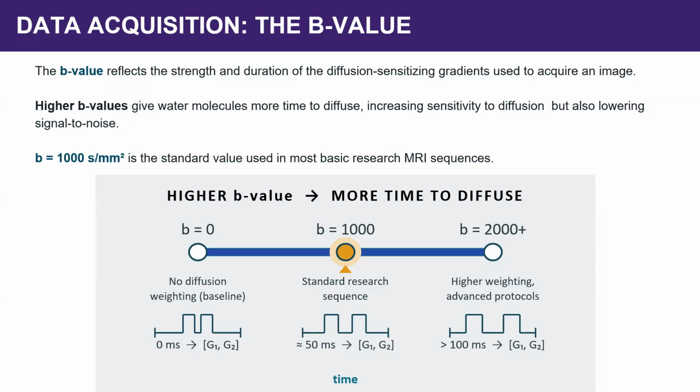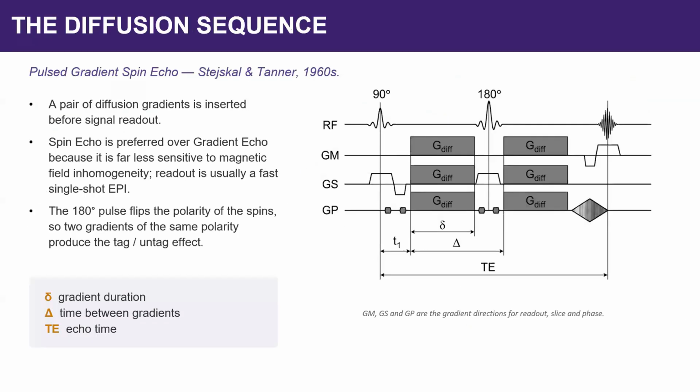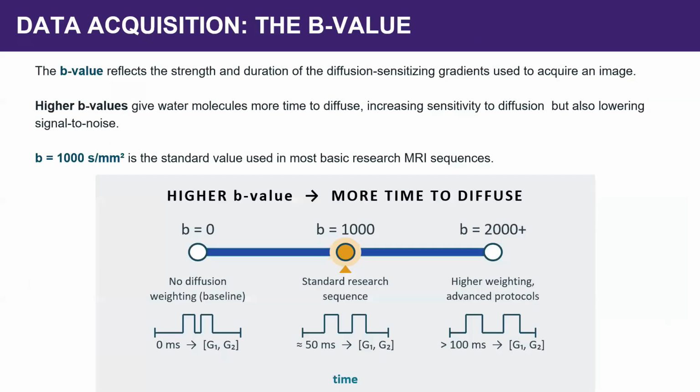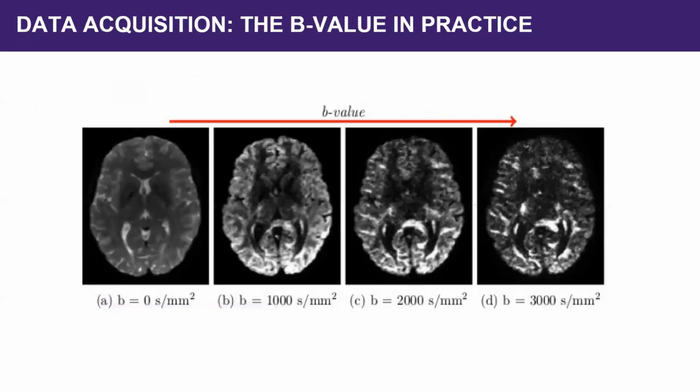For example, imagine you have a ruler that can measure 1 kilometer of movement. Everything within 1 kilometer of movement you can evaluate with a b value of 1,000, for example. But if you have a water molecule that moves 2 kilometers, you cannot measure it. So this is a trade-off, because if you have higher b values, you can evaluate more water movement. However, the signal doesn't recover in this time because it doesn't see another 90 degree RF pulse, so you have less signal. And this is what happens here.